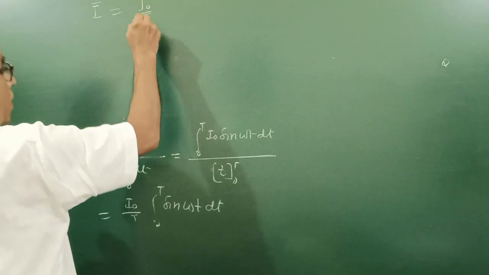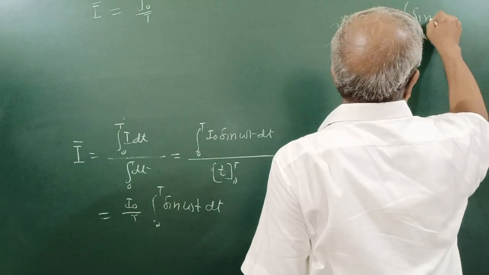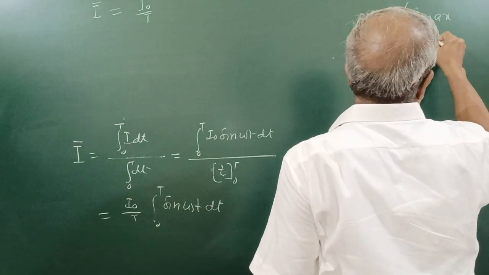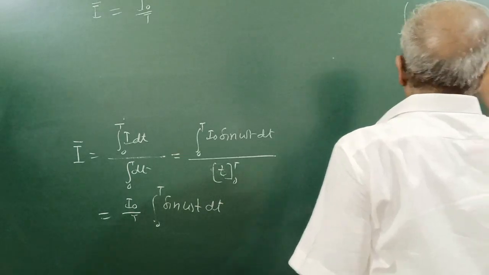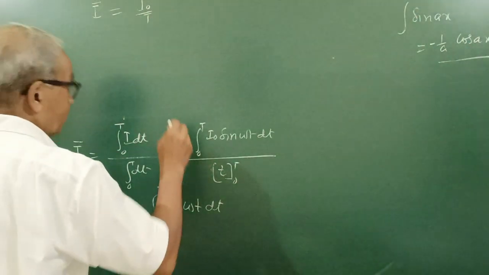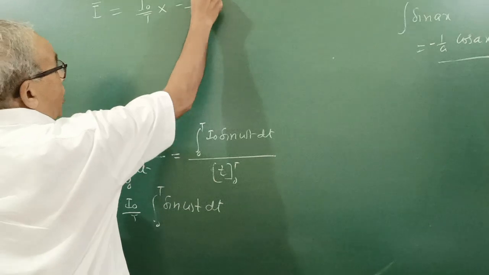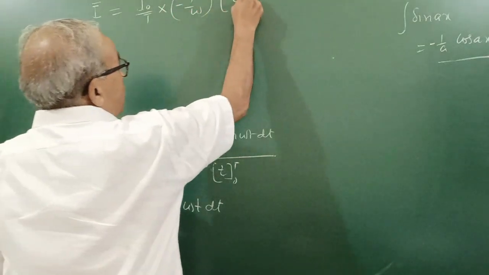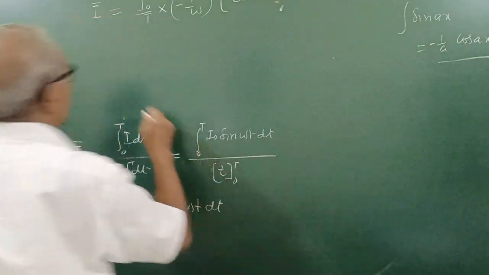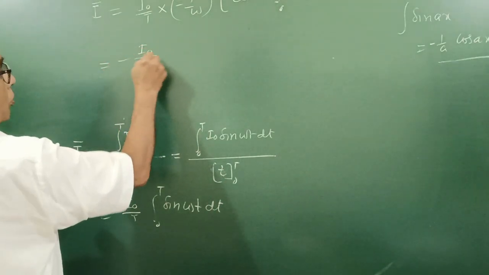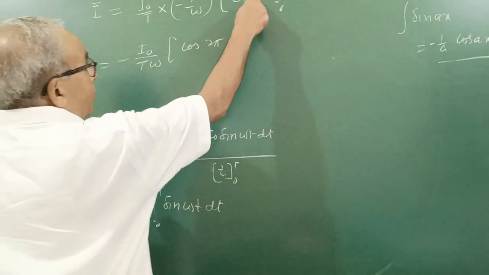I0 upon T. You know, I have told you, the integration of sine ax is equal to minus 1 upon a cos ax. This is the formula for integration. So it comes out to be minus 1 upon omega into cos omega t from 0 to T. It is minus I0 upon T into omega, cos omega, and in place of t we write here T.